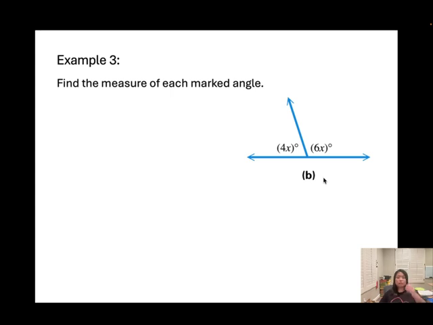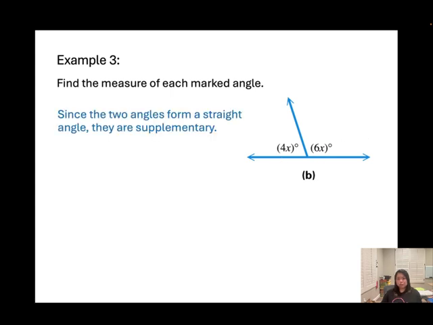Okay, example 3. Same idea. You could see these two angles are on the straight line. So added up, that will be equal to 180. Okay, supplementary angles.